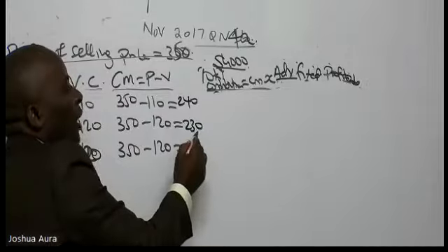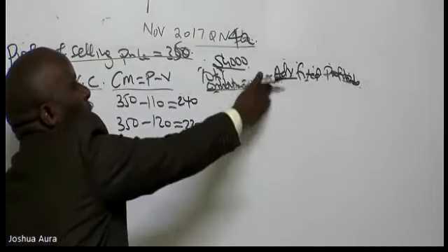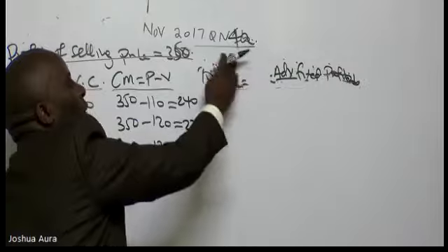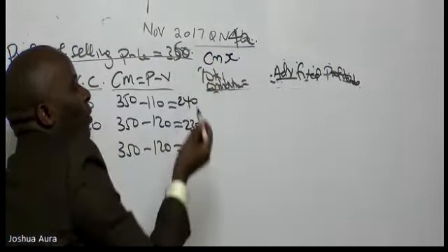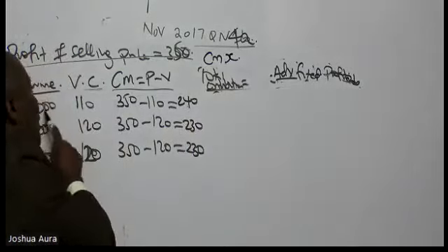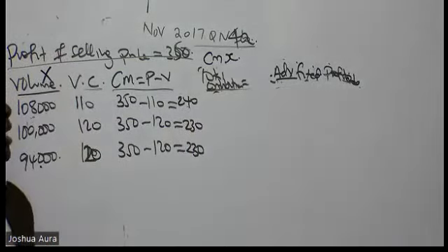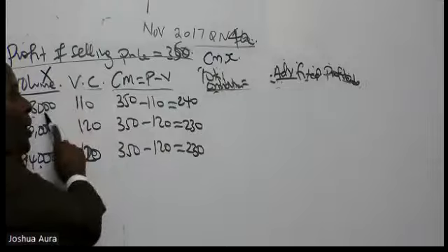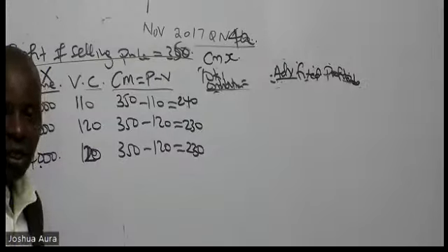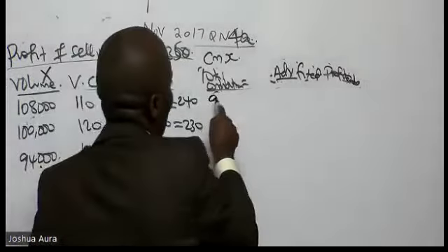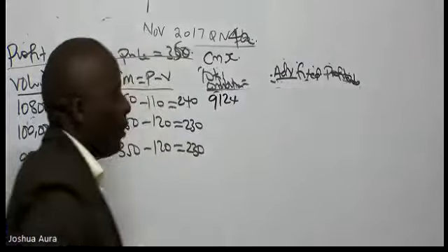So having gotten that, now we can easily get the total contribution in shillings, thousands. Remember, for us to get total contribution, we take contribution per unit times number of units. So we have the number of units here and we have the CM here. So we take this and this, divided by 1,000 because our figures are in terms of thousands. So the first one, according to Gordon Ware, is 91.24. How about the second one?